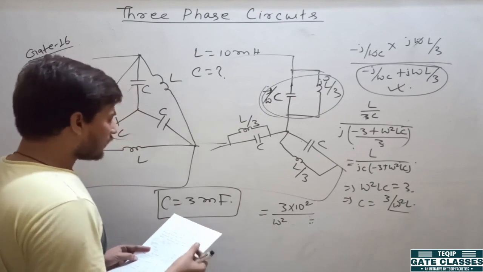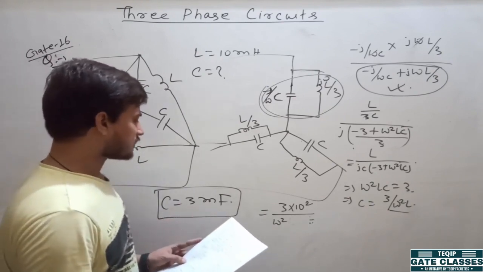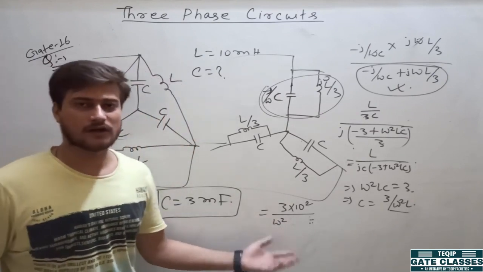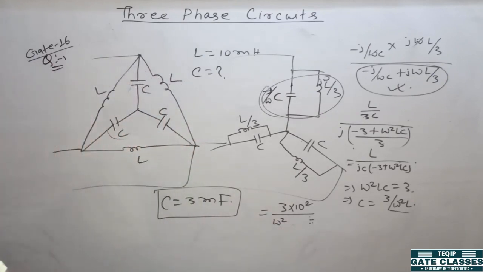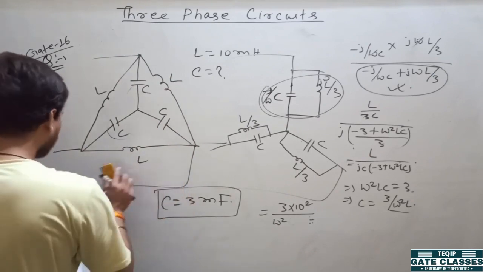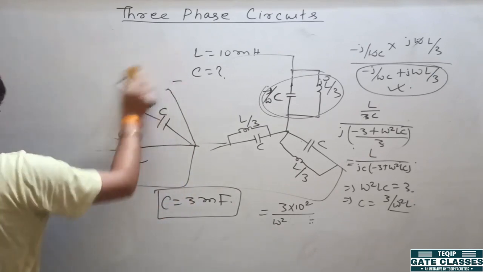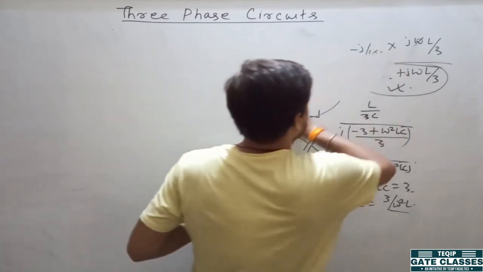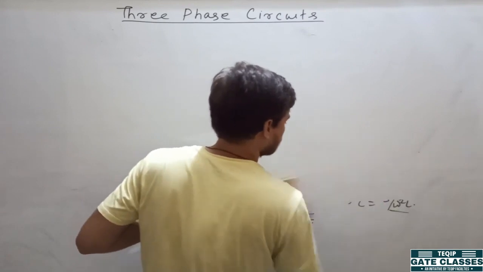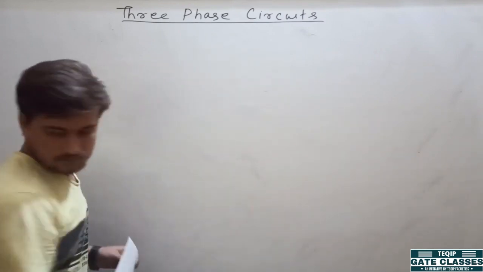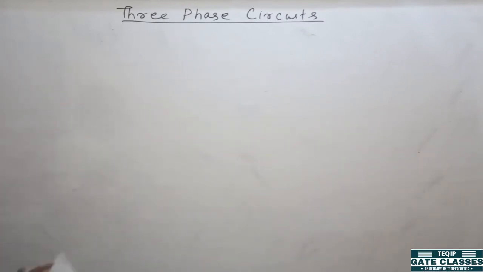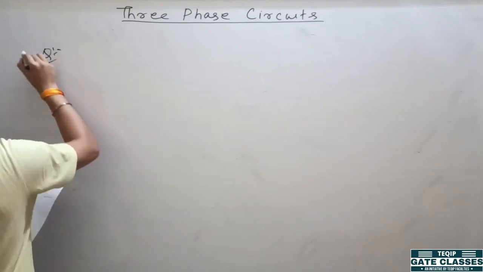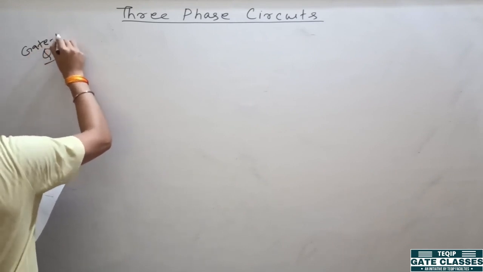I think it was given for a 50 hertz supply. So for 50 hertz omega will be 300. If you put omega equal to 300, you will get the answer. Clear? So let us solve another question, asked in GATE 2017.